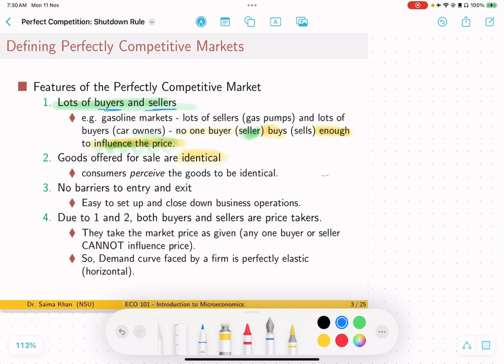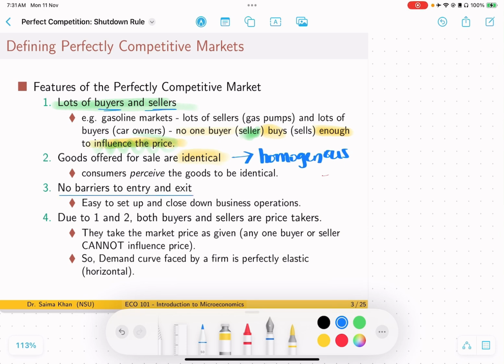Okay, the next feature is goods that are offered for sale are actually identical. What that means is that the goods are homogeneous. It means that from the consumer's point of view, there is no difference between the rice that they're buying in shop 1 versus the rice they're buying in shop 2 versus the rice they're buying in shop 3, and so on and so forth. And then the third feature is that there are actually no barriers to entry and exit.